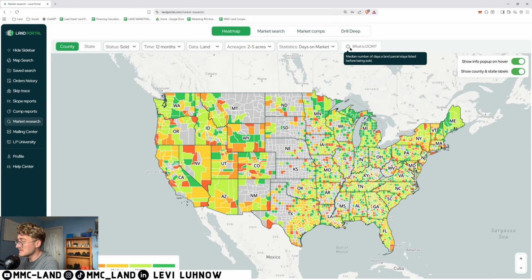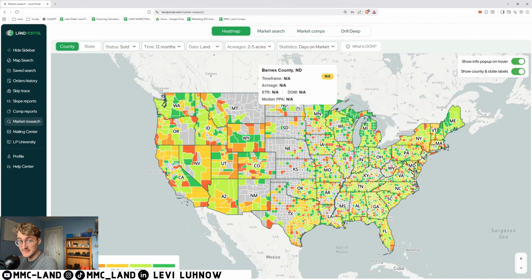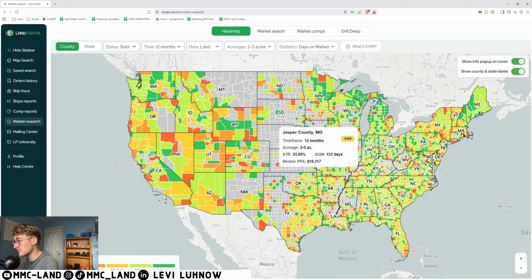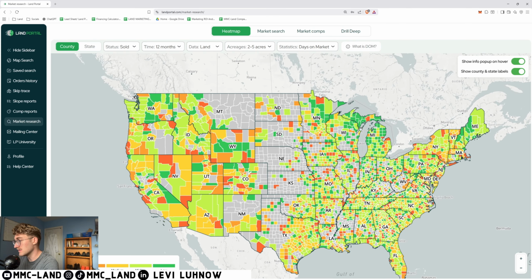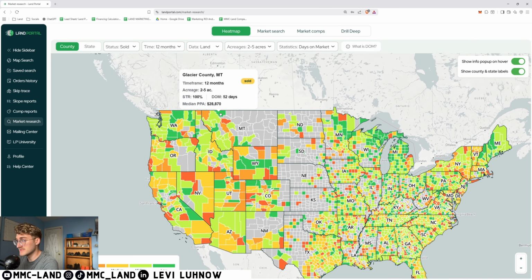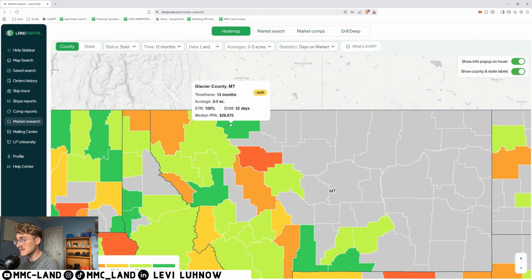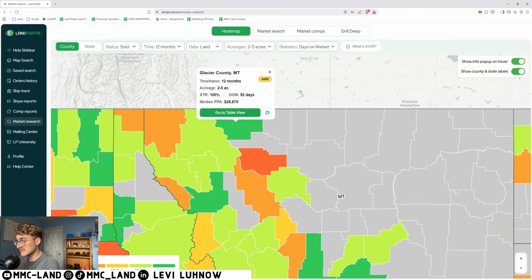So days on market is the median number of days a land parcel stayed listed before being sold. Now, here's the thing. Parcels that contribute to the days on market statistic here need to have been actually sold. So what I'm looking at now is a lot more green, because what you will find is that if a parcel is priced well in Glacier County, Montana, the median time it will sell is 52 days, which is very fast.